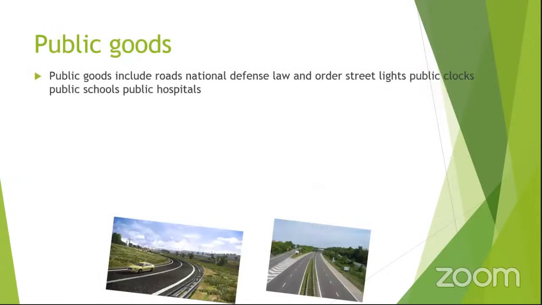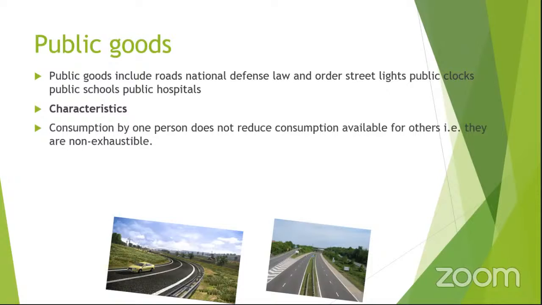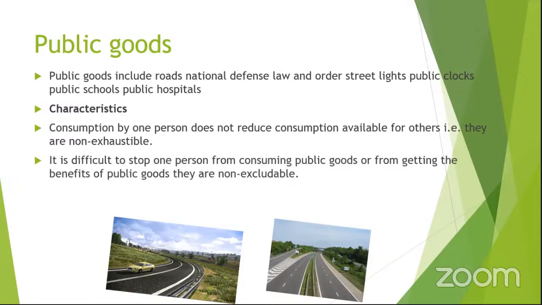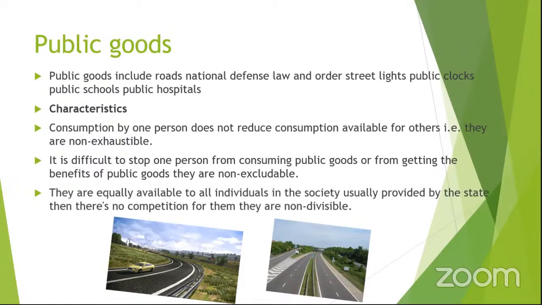Then the next one is public goods. These include roads, defense, law and order, street lights, and public clocks. You can say everything public is for everyone. Characteristics: consumption by one person does not reduce consumption available for others, that is, they are non-exhaustible, which means they don't run out, they just stay there. It is difficult to stop one person from consuming public goods or getting their benefits, so they are non-excludable. They are equally available to all individuals in society, usually provided by the state. There is no competition for them and they are non-divisible; they can't be divided.